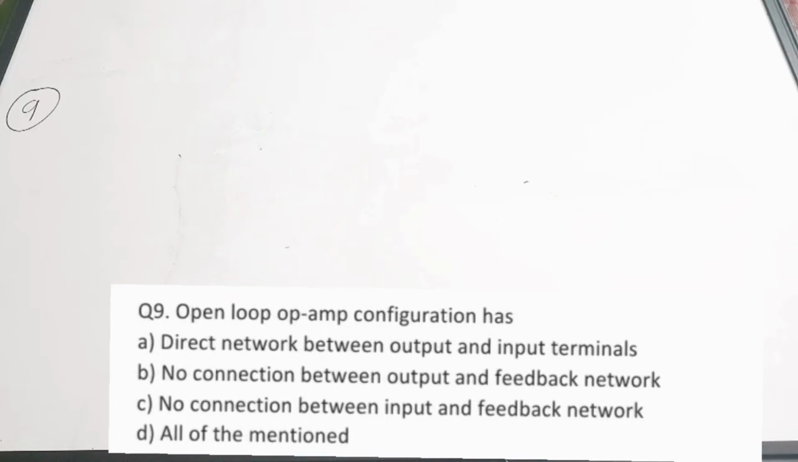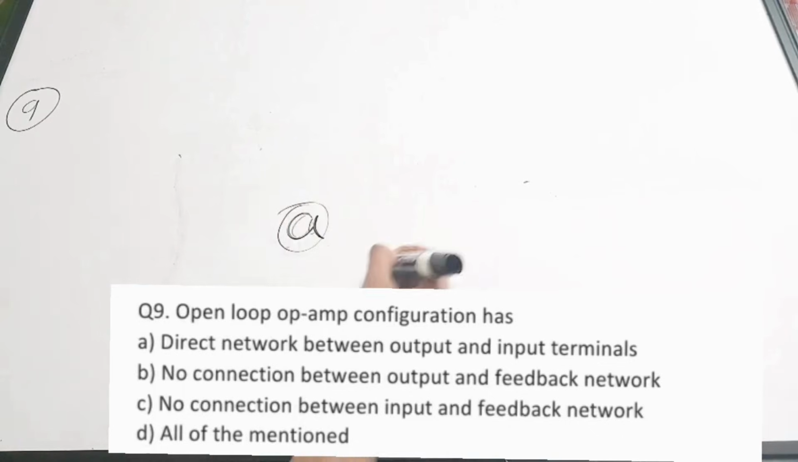So the correct answer is, when an op-amp is in open loop configuration, you just apply your input to the input side and you will get an output. There is no feedback or any connection to the feedback. So there is a direct network between the input and the output terminals. So that is a very basic explanation of an op-amp open loop configuration. So the correct answer is option A.